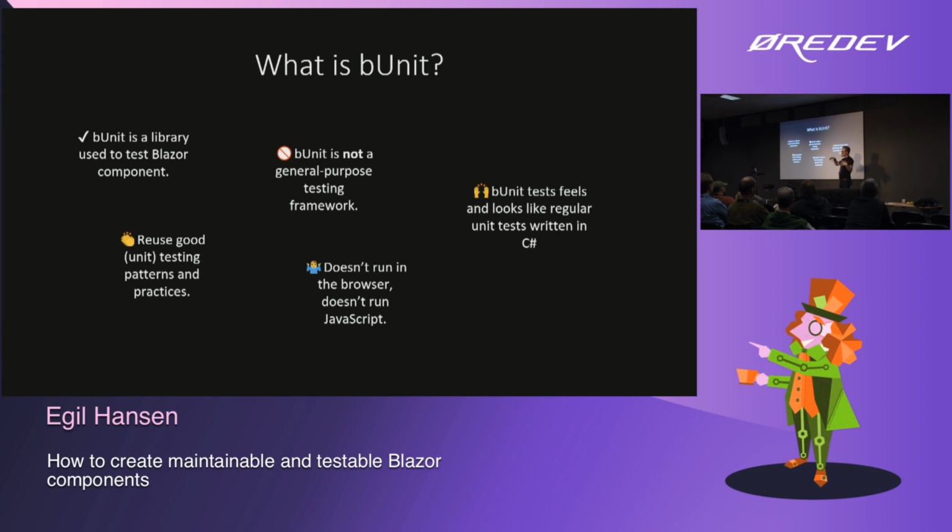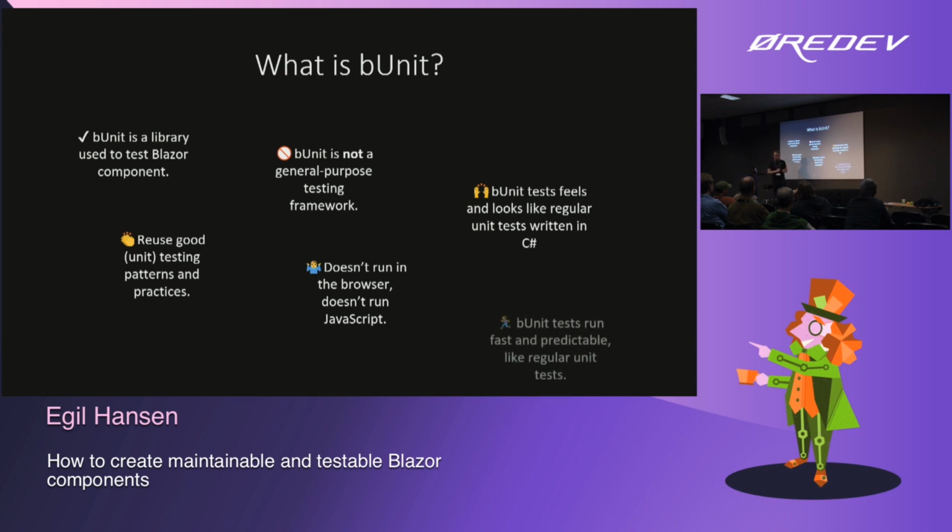bUnit does come with a test-specific JS runtime implementation that allows you to emulate that call to JavaScript and set up expectations, much like you do when you're mocking an interface. And if you do want to have that full end-to-end test experience with the CSS and the HTML and the JavaScript and the component together, I do recommend looking at something like Playwright from Microsoft, which is, I guess, a modern version of Selenium, for getting that experience.